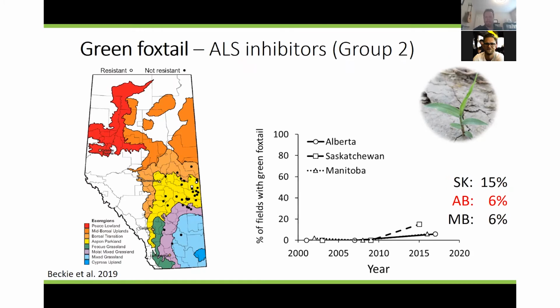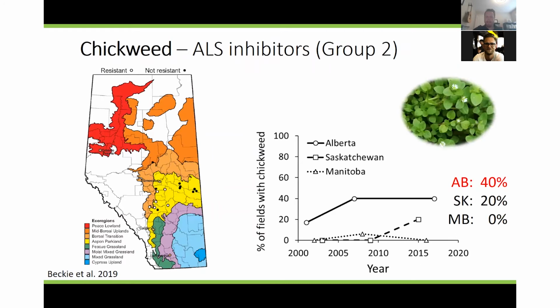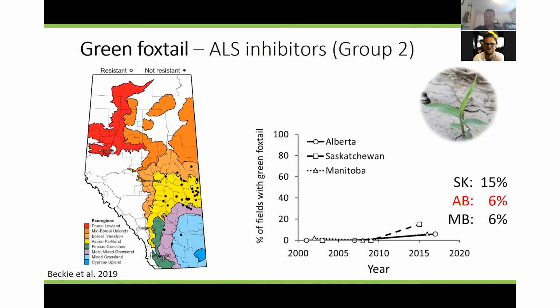as well as group 2 resistance in green foxtail at about 6%. And it's important to note that in the last survey in Alberta, we actually didn't find group 1 and 2 resistance, multiple resistance in wild oat. So it's either not present currently or just not present at the level at which we can pick it up in this survey.